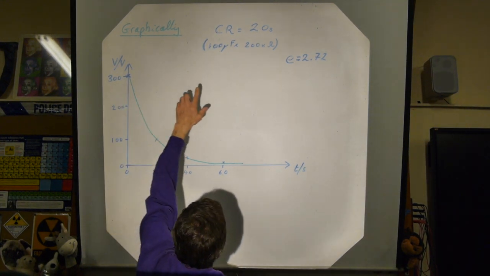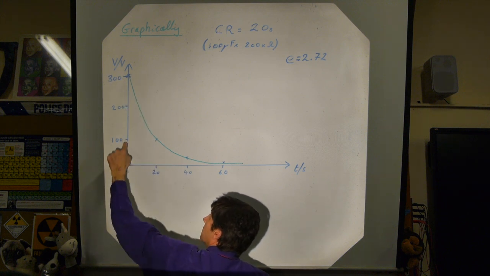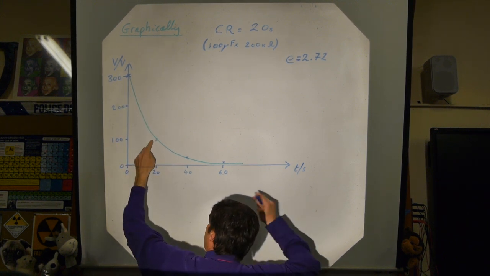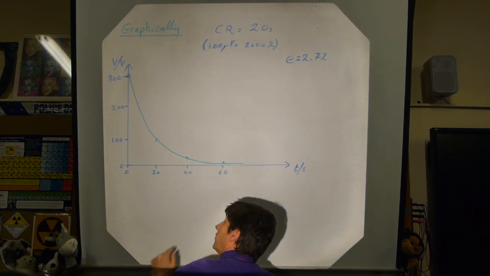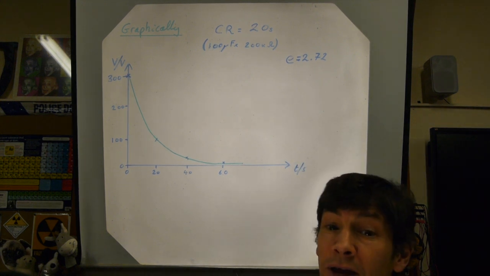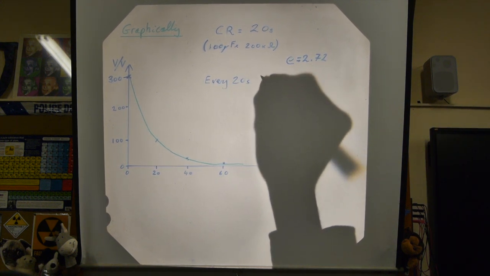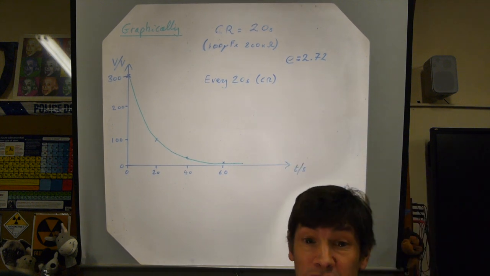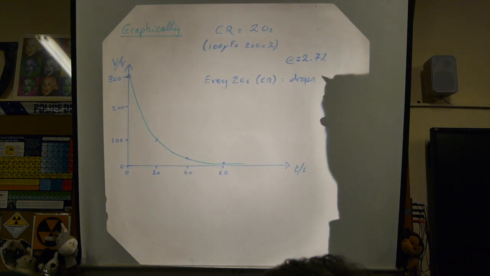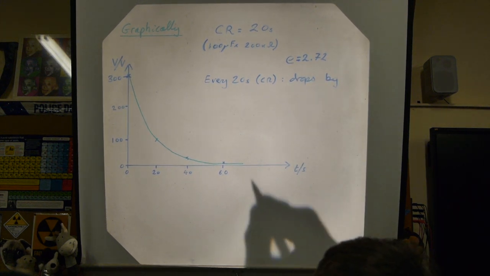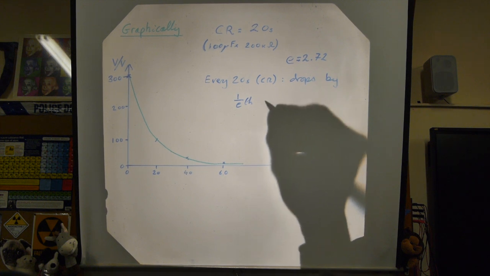So can you see what I've done here to teach you? I've gone, right, 1/e of 300 is approximately a third. There's my third. If you take the same amount of time, CR, 20 seconds, it's dropped to about a third of that. Constant ratio, do you remember? So every 20 seconds, in this case, that is the value of CR for our experiment, what you measure drops by 1/e of the value.